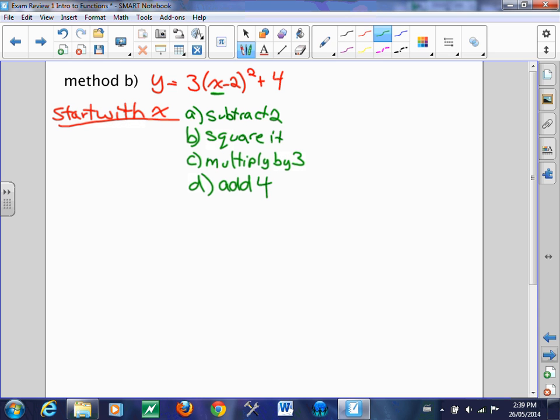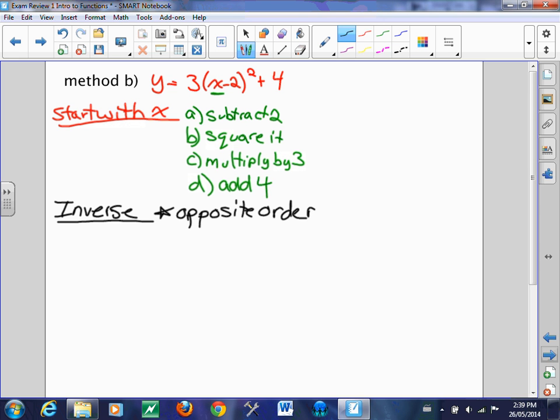Okay? So just remember, when you go to do the inverse, sorry, my spelling is awful today. Let's see if I can fix that up for you. So when we go to do the inverse, remember, it's opposite operations and opposite order. So opposite order and opposite operations.